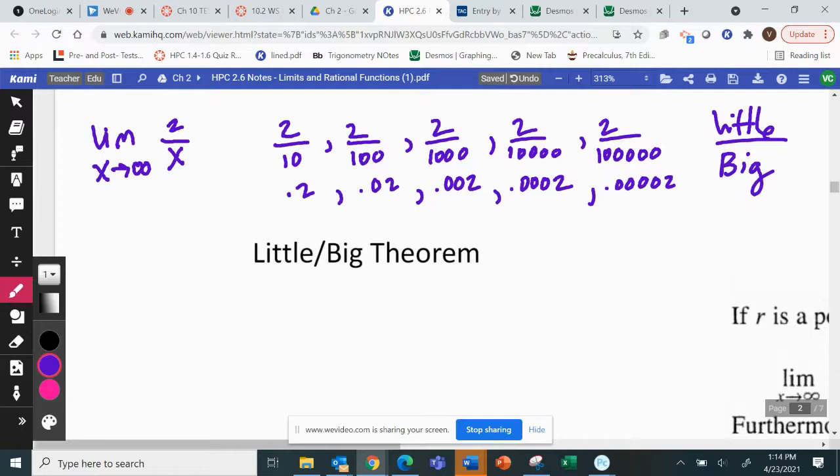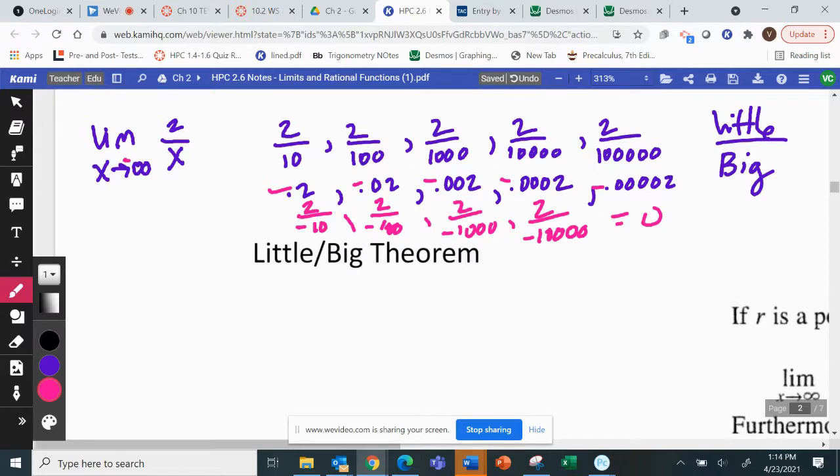What if I went to negative infinity? So if I had 2 over negative 10, or 2 over negative 100, or 2 over negative 1,000, or 2 over negative 10,000. What's happening to my answers? If they're all negative, we're still getting closer to 0, just from the bottom. So these are still equal to 0.